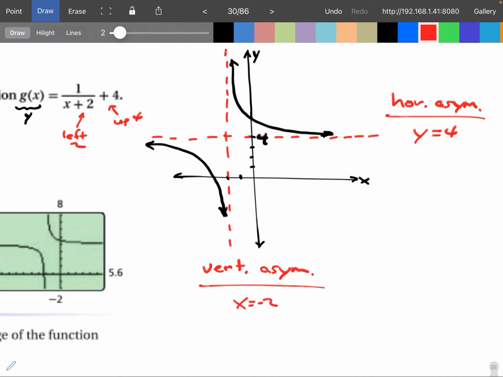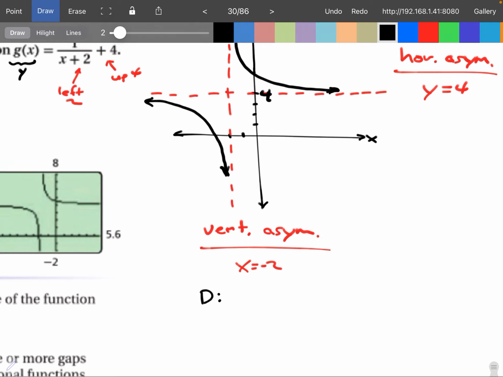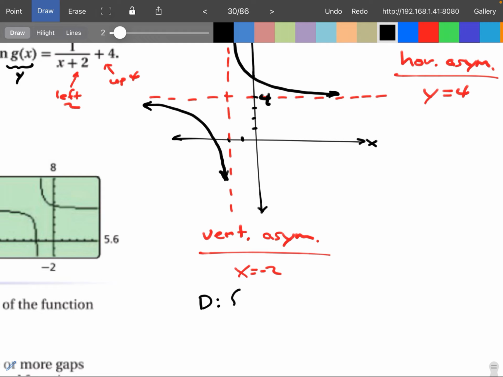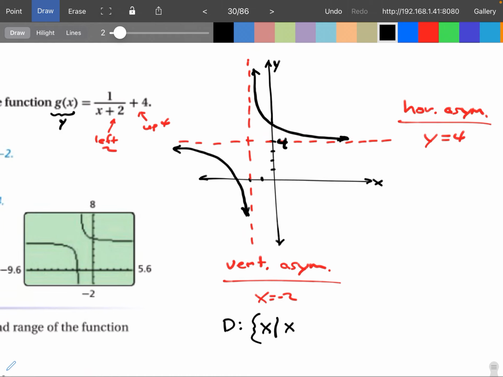So we're going to write the domain here. The domain, I'm going to abbreviate it with a capital D. And we're going to put a set bracket like this. That means the set of all x. Let me see if I can draw that a little bit better. It's going to be the set of all x such that, that's what that vertical line means. Can you guys tell me what's the only x value that's missing on this graph?